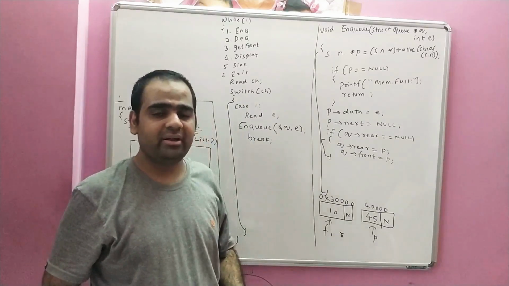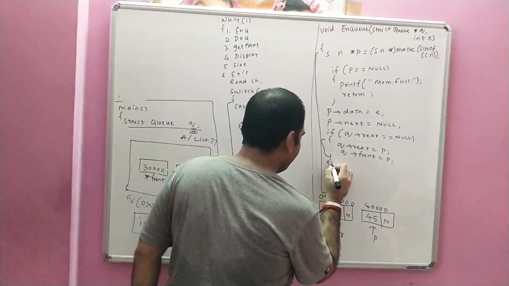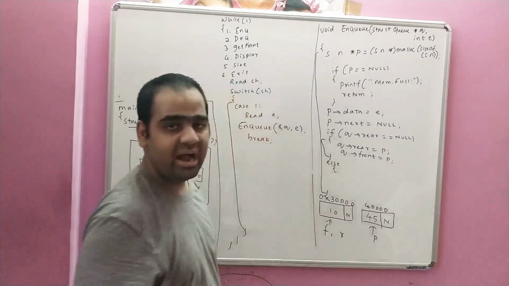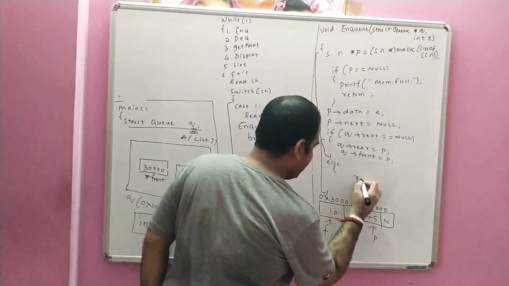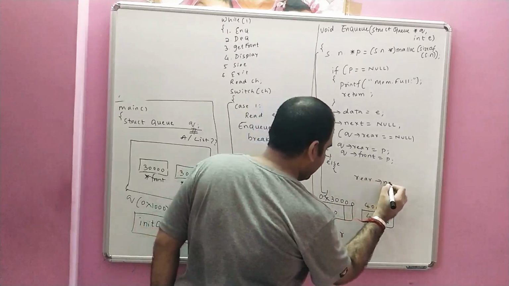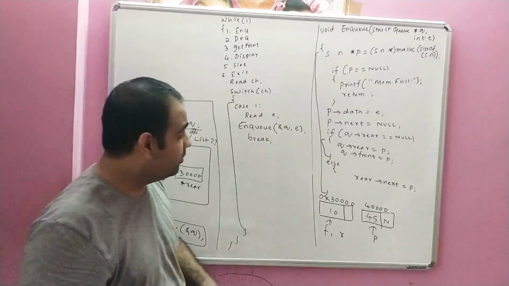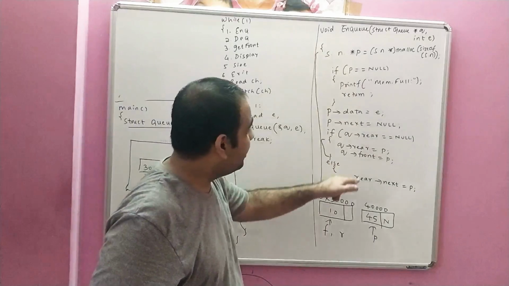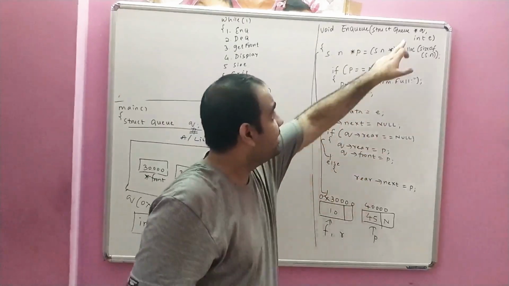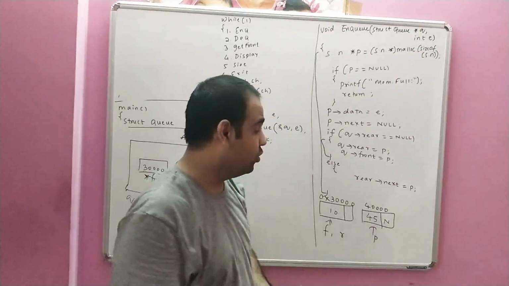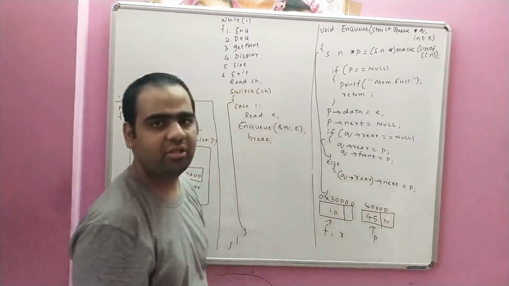And if I am not adding for the first time, I should add at the rear end of the queue. Therefore, we write over here else. And what do I write over here? I say rear arrow next is equal to P. But the compiler will report an error because is there any variable called rear over here? See, there is no variable called rear. This rear is embedded in Q. Therefore, we have to write q arrow rear arrow next is equal to P.